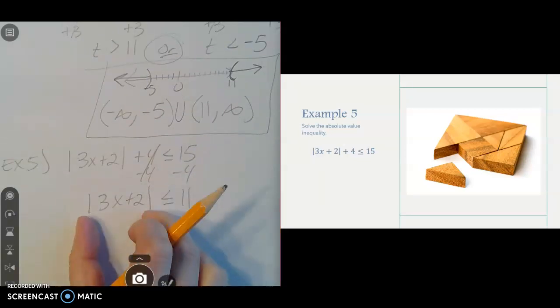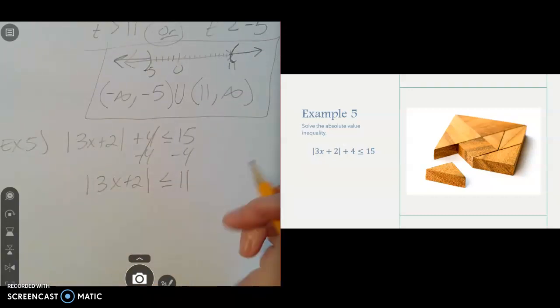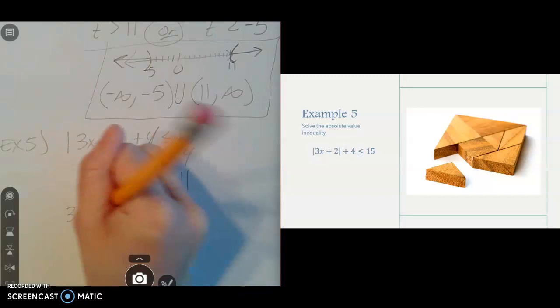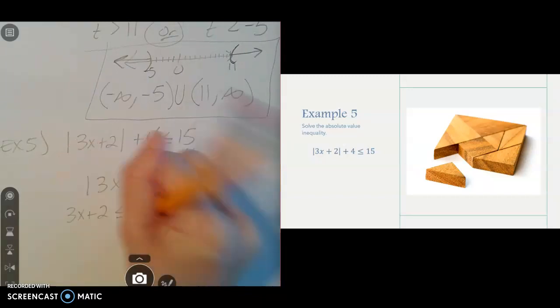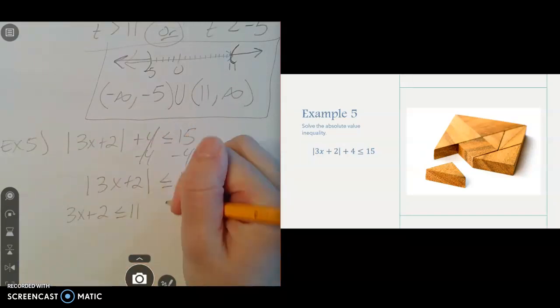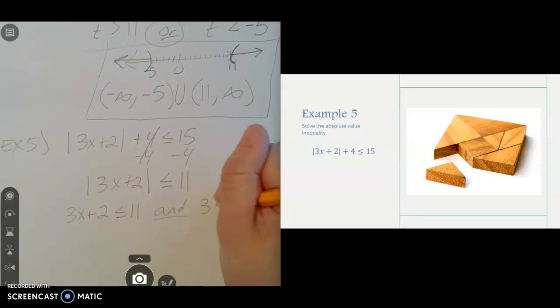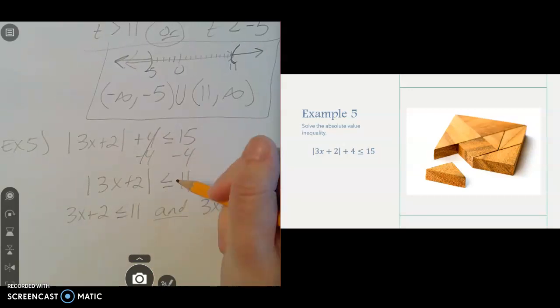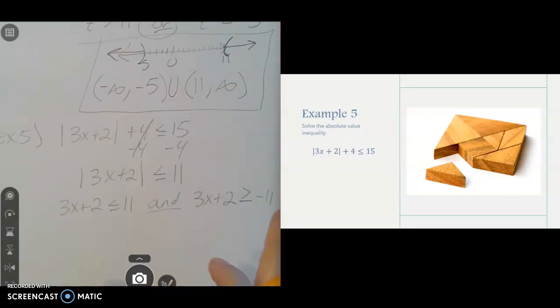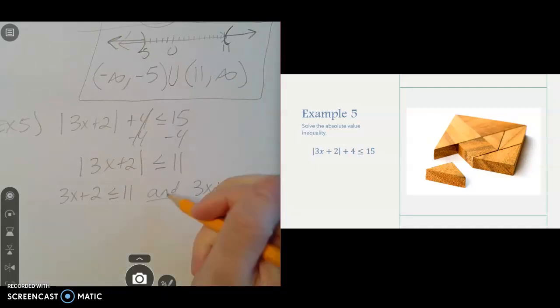Now that the absolute value is by itself, then I can split it apart into my two inequalities. So I'll have 3x plus 2 is less than or equal to 11. It looks like the original, but just without the absolute values. It is less than, so we're going to use an and, less than. And then the other one is 3x plus 2, and then we're going to switch to negative 11, and we'll flip our sign to be greater than or equal to. Okay, that's what those two different ones look like. So I'm going to solve each one by themselves. We'll graph them, and we'll find the intersection.